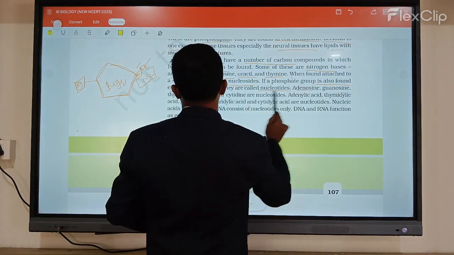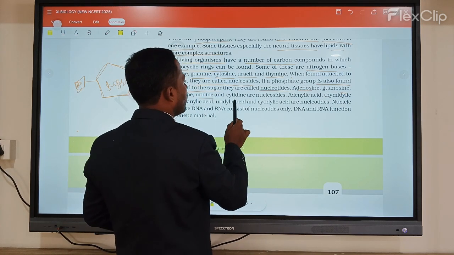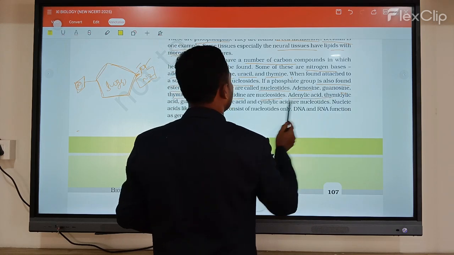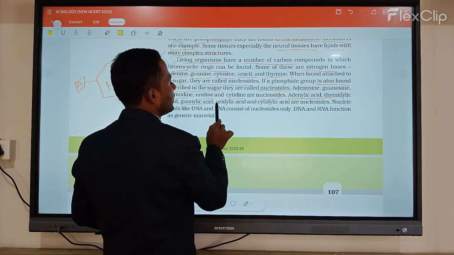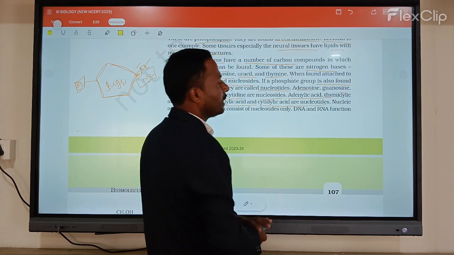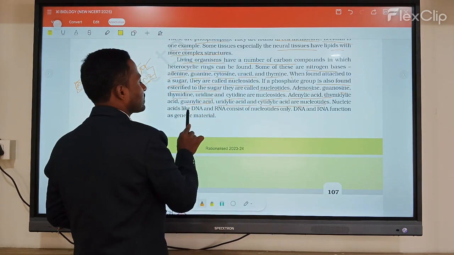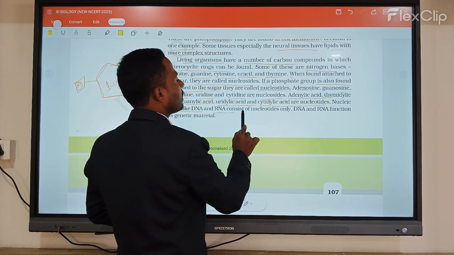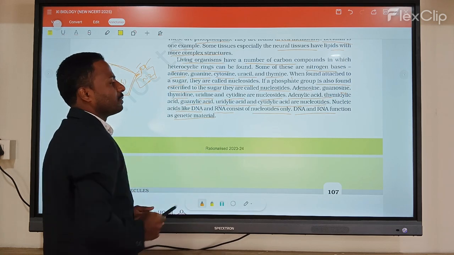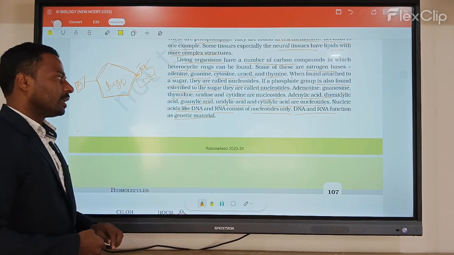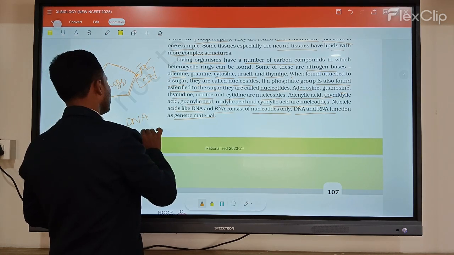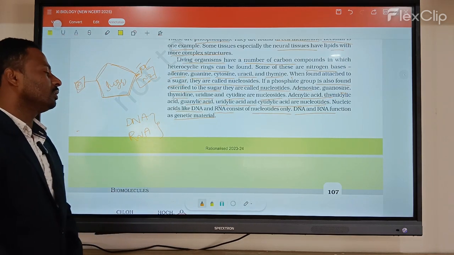Adenosine, guanosine, thymidine, cytidine are the nucleosides. Adenylic acid, thymidylic acid, guanylic acid, uridylic acid and cytidylic acid are nucleotides. Nucleic acids like DNA and RNA are also constructed from nucleotides only. DNA and RNA are the genetic material, and they are completely made of nucleotides.